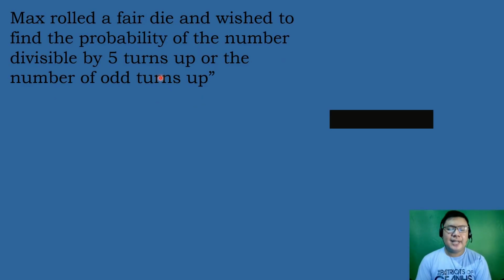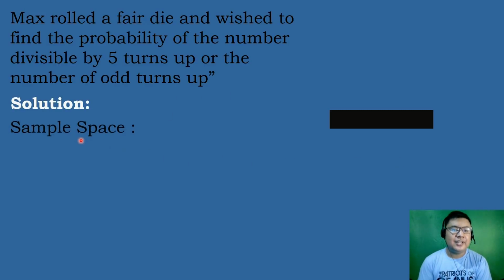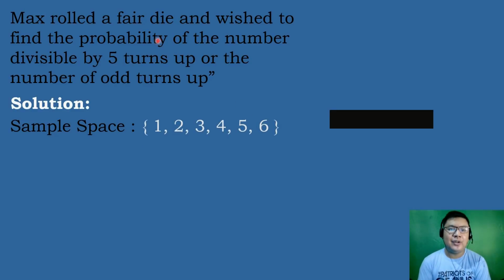Let's have our next example. Max rolled a fair die and wished to find the probability that a number divisible by 5 turns up, or an odd number turns up. So we will be identifying the sample space. Again, on a die we have 6 numbers, so the number of sample space is equal to 6.